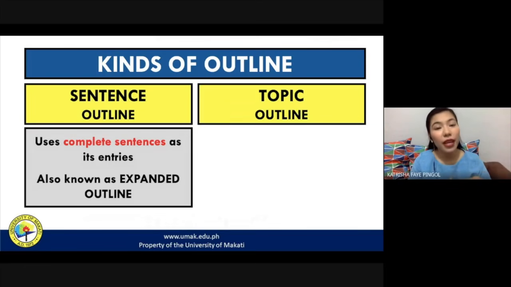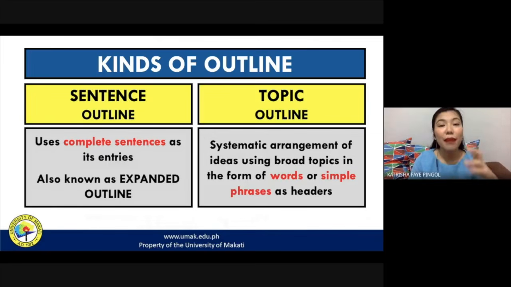Whereas, for topic outline, this is a type of outline wherein we use, instead of sentences, a shorter version. It's a more compact version of the text since it only uses words or simple phrases as its headers or as its labels. Okay? So it's a systematic arrangement of ideas using broad topics in the form of words or simple phrases. Okay?